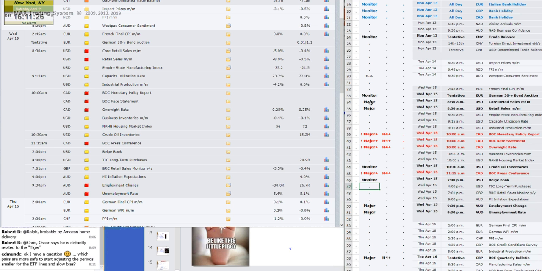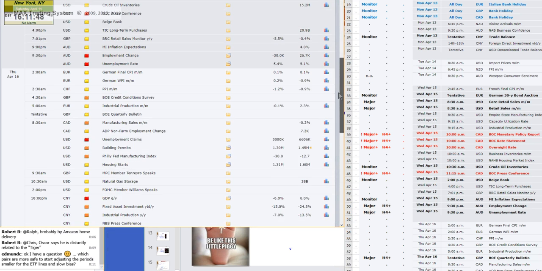Then I will monitor the Aussie MI inflation expectations. And then we have the equivalent of the Aussie non-farm payroll. It is not the non-farm payroll, but it is the employment. So the employment change, major, higher time frames, and the unemployment rate, also major, higher time frames. And that's it for Wednesday. Thursday.